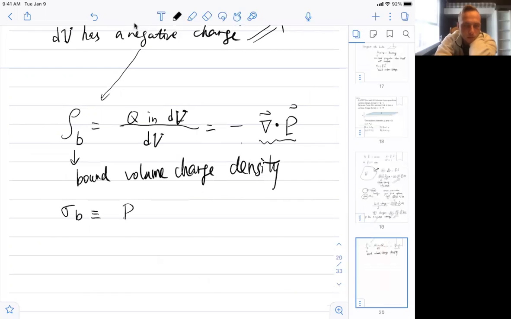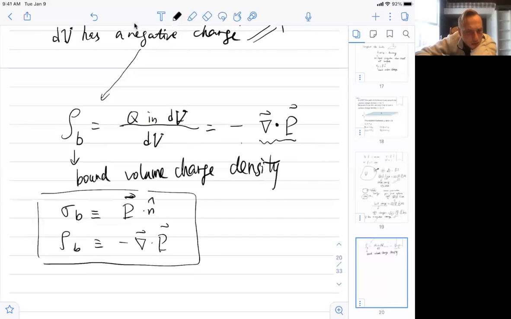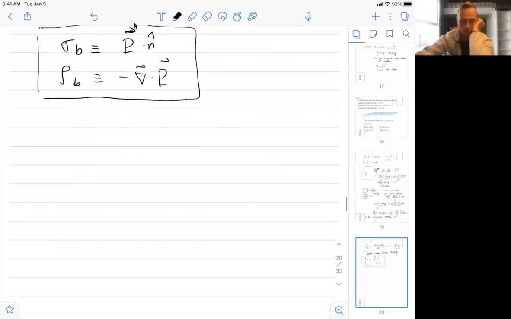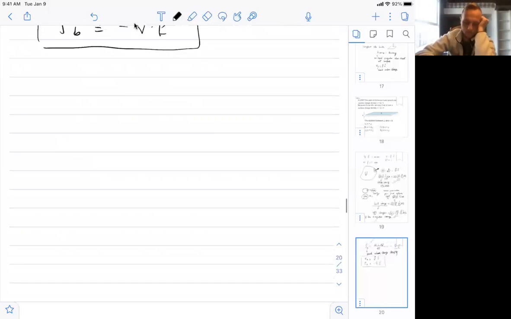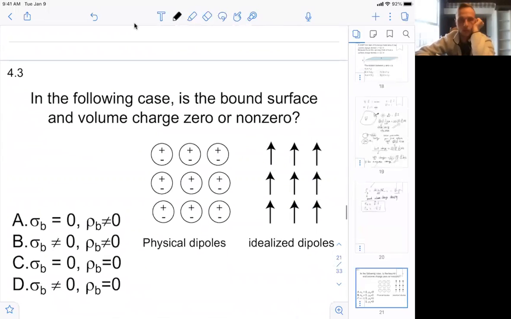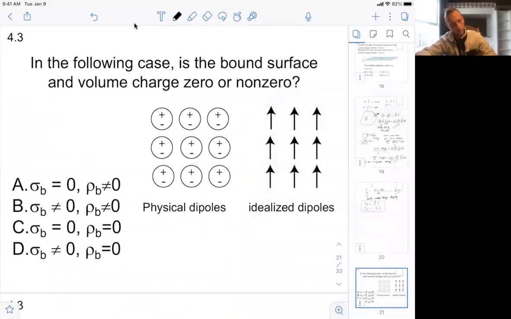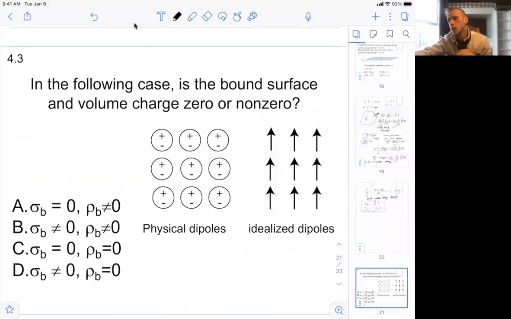Okay, so hopefully we understand the meaning of these 2 terms. One is bound surface density, the other is bound volume density. The reason I say bound is because they are not free charges, right? These are charges due to polarization. It's not like you have some free charges that are free to move. They're not free to move, they're bound. Okay, let's look at another example. Maybe this will help clarify a few things.